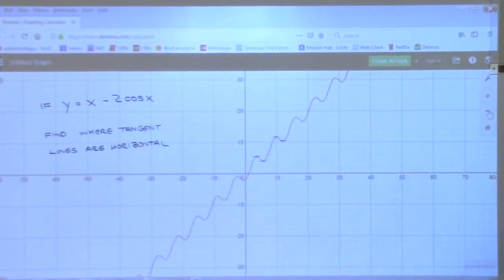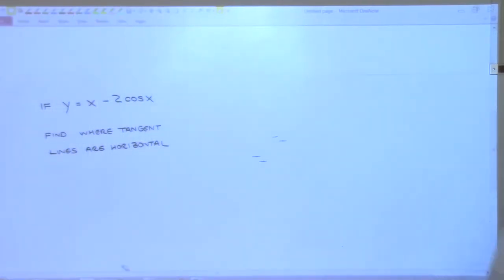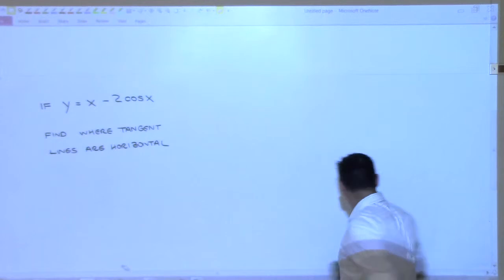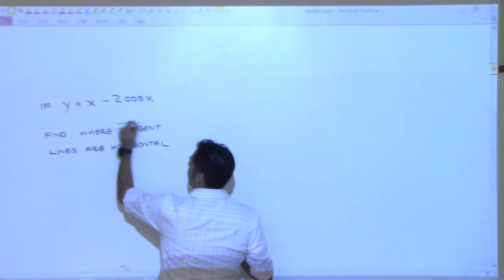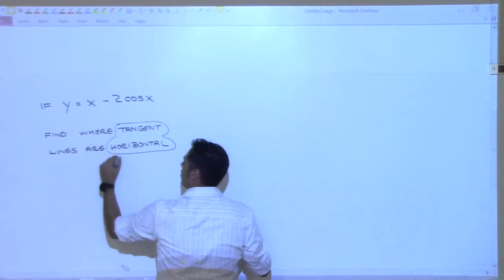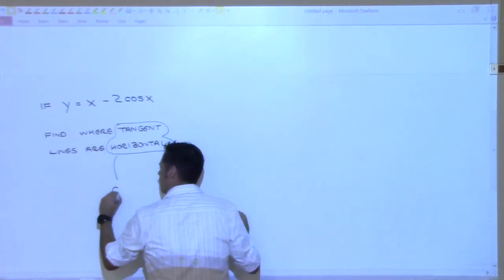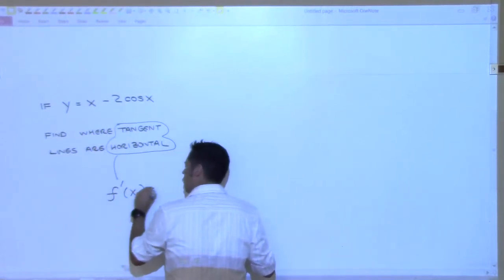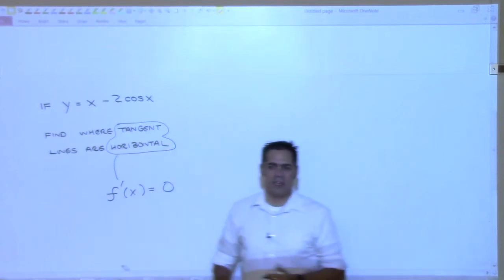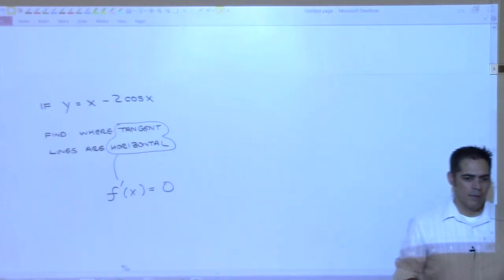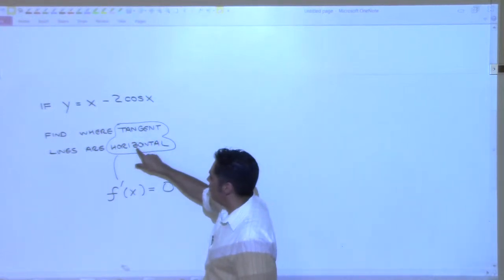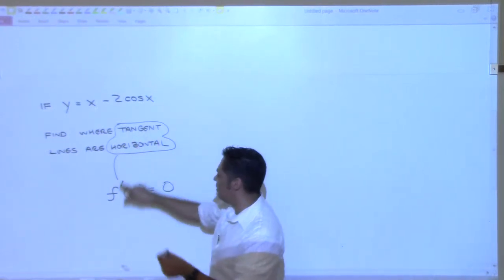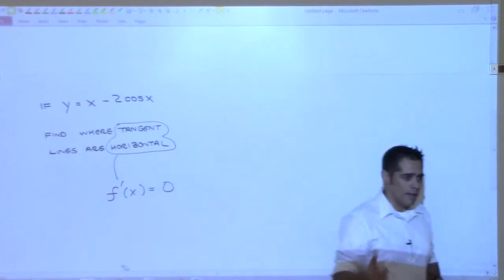Well, we just think about what it means. What does it mean to have a horizontal tangent line? Horizontal tangent means that my derivative has to be 0, right? Because the derivative is the slope of the tangent line. To find where the tangent lines are horizontal is equivalent to me asking you where the derivative is 0, right?